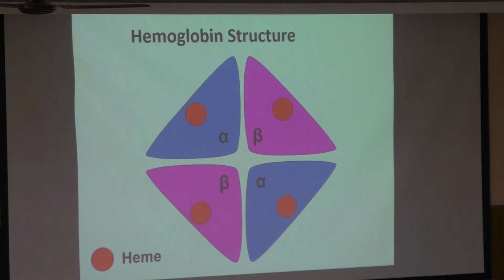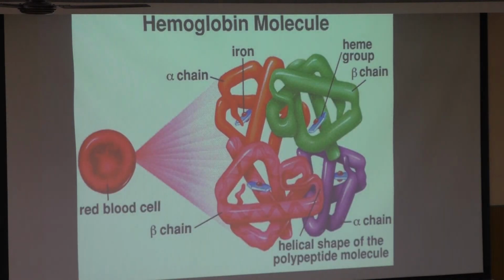Now if you go a little bit in detail, that structure is there. This is a different view. If you see, there is a heme in each pocket. This is the alpha chain. Here it is the alpha chain. This is a heme pocket. This is a beta chain, heme pocket. This is a beta heme pocket. So that structure will be there.